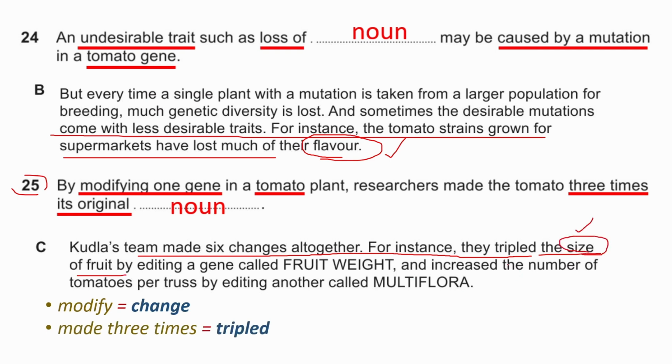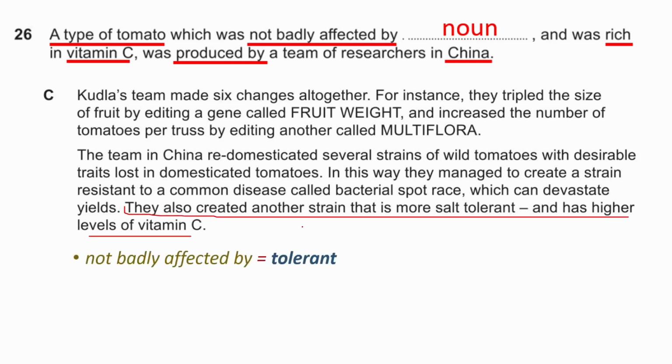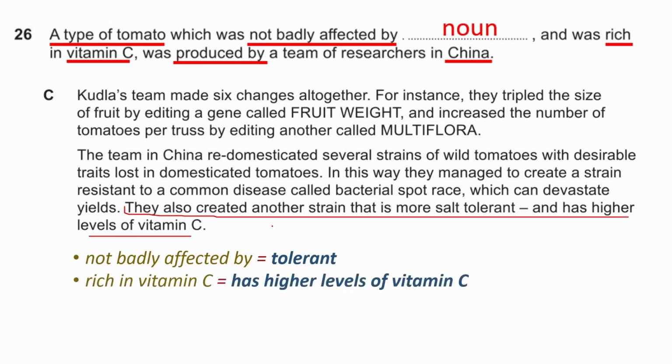And the last question. So here we have, they also created another strain that is more salt tolerant and has higher levels of vitamin C. So not badly affected by, here we have tolerant, one adjective, and rich in vitamin C, has higher levels of vitamin C, and was produced by, in the text we have created. So the answer is salt.